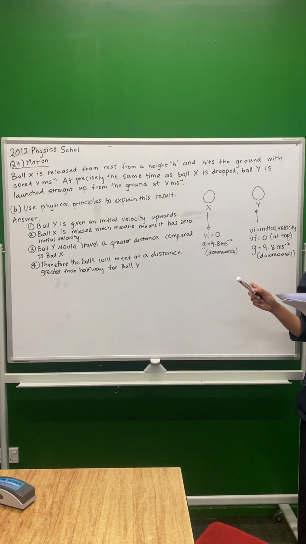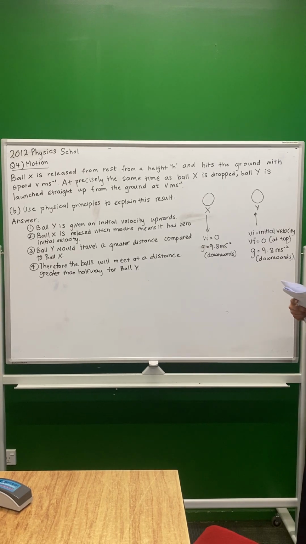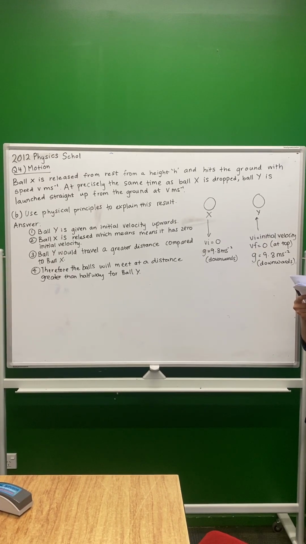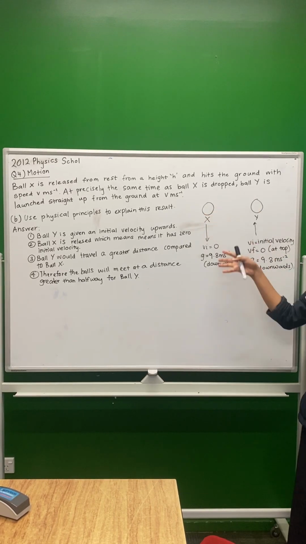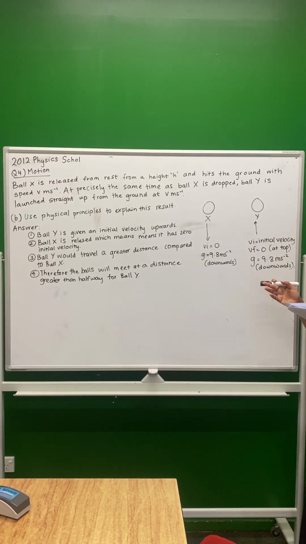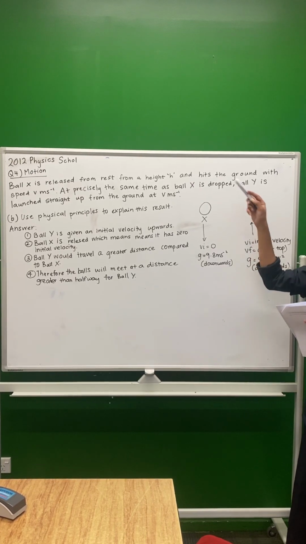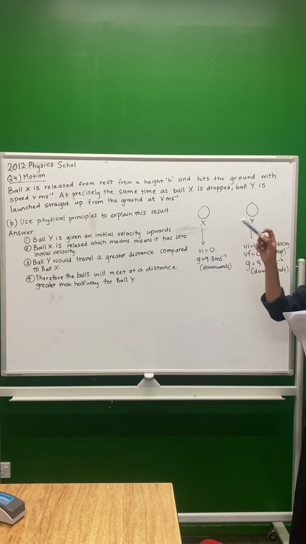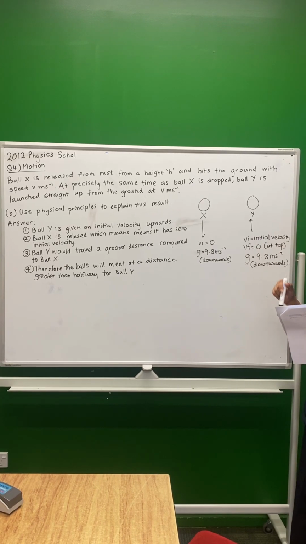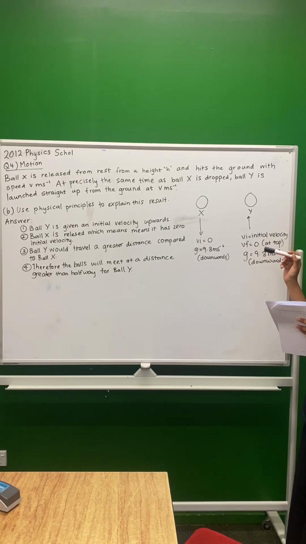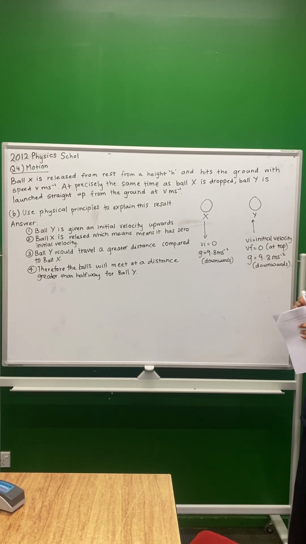Okay. So today we're going to do 2012 Scholarship Physics question number 4, motion. We will start with part B because that explains what the question is. The question is telling us that a ball X is released from rest from a height h and it hits the ground with speed v ms^-1. At precisely the same time as ball X is dropped, ball Y is launched straight up from the ground at v ms^-1.